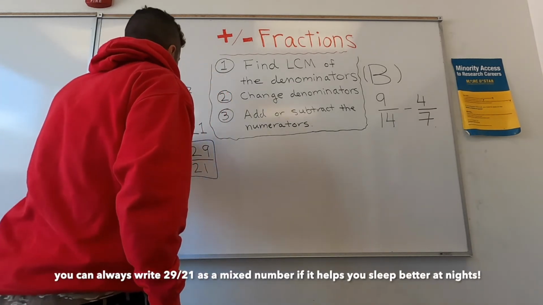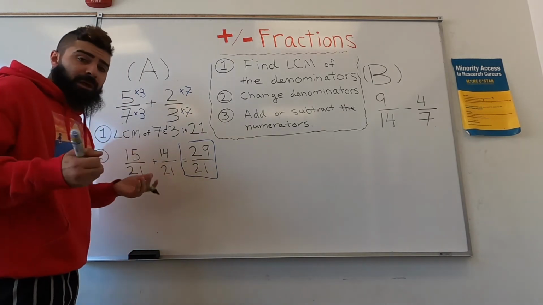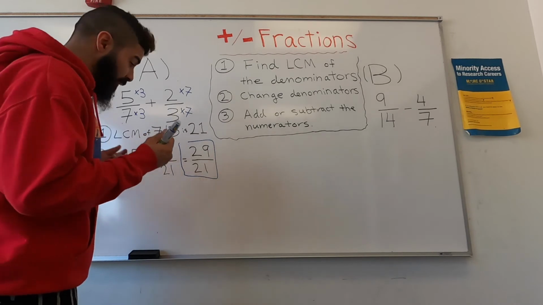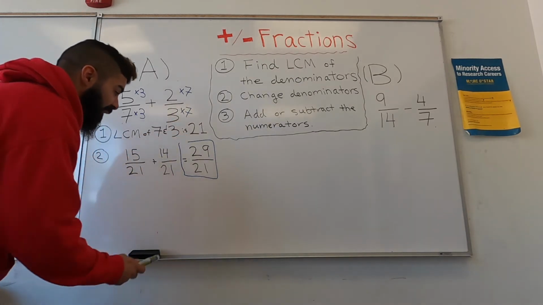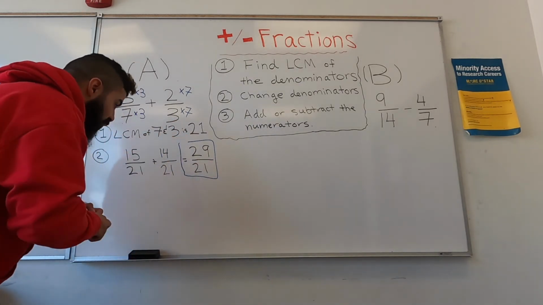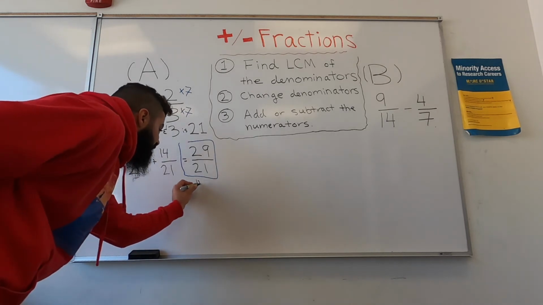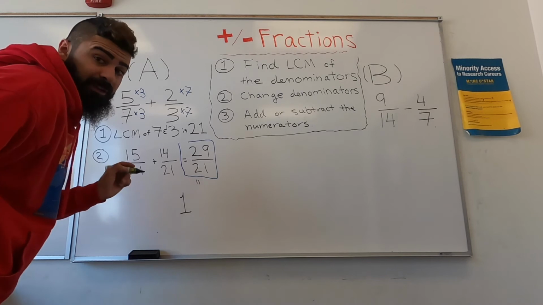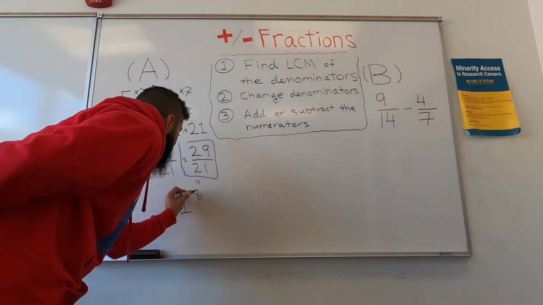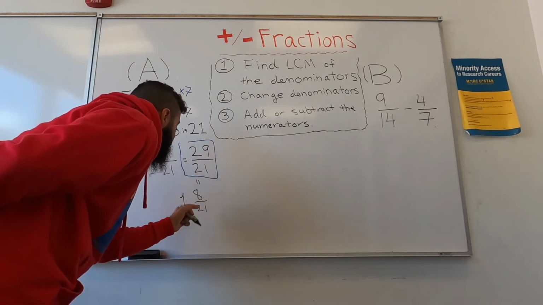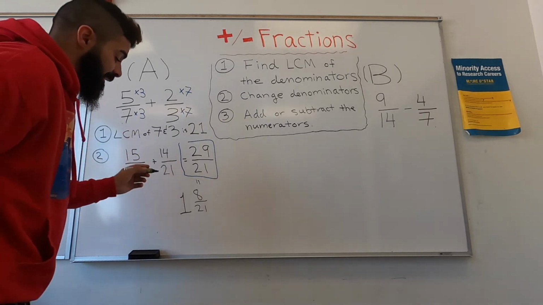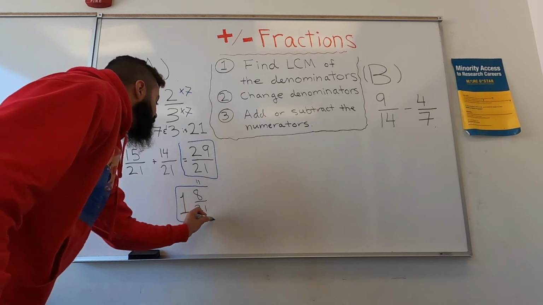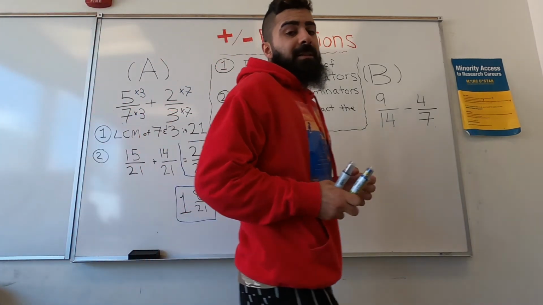Now this is a improper fraction. If you sleep better at night with this being a mixed number, we're going to turn it into a mixed number as well. Some people like mixed numbers more. 21 fits inside of 29 one time, so it's going to equal 1. And how many left over? 9 minus 1 is 8. Out of 21. This is the mixed number for the answer, and this is the improper fraction for the answer, depending on which one you prefer. They're both correct. There's different forms.